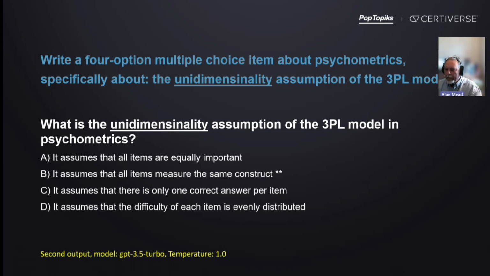But aside from that, I think this is a really good item. It's on topic. It looks like an item. It has a stem that ends in a question. It has three incorrect responses that are incorrect. It has a correct response. This is a really good item.